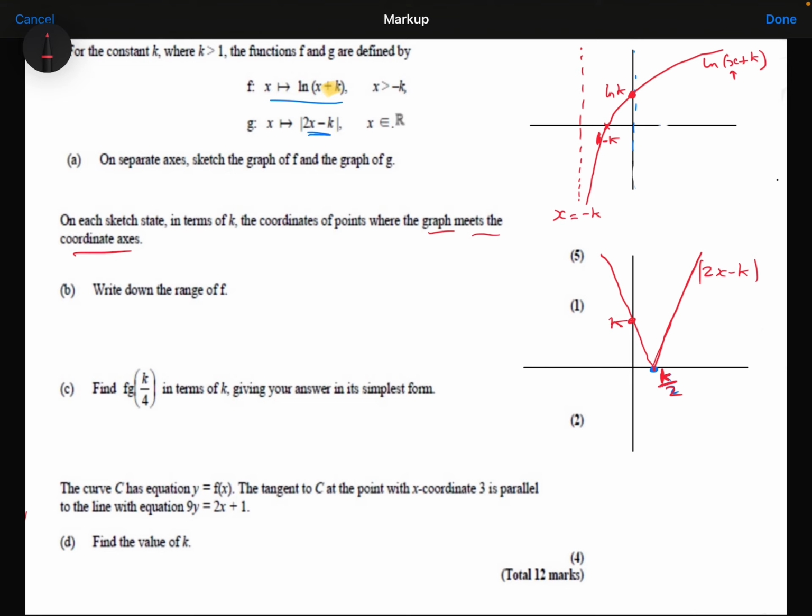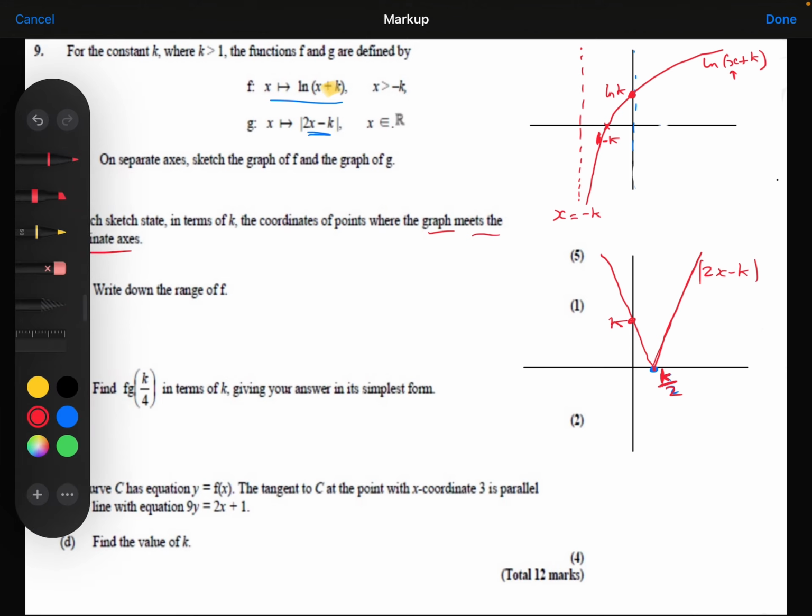Part B. Write down the range of f. Well, let's look at our f graph. The f graph went like this, remember? So what could y possibly be? At the lower end, y is going down and down and down. It doesn't seem like it's going to have any limit. It's just going to keep decreasing forever. So there's no lower limit for y.